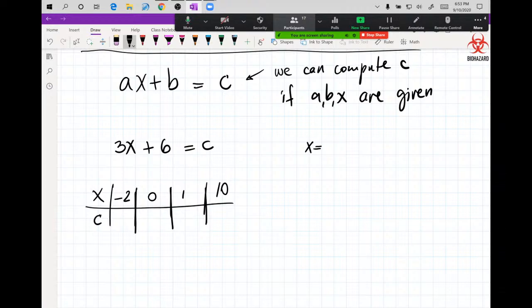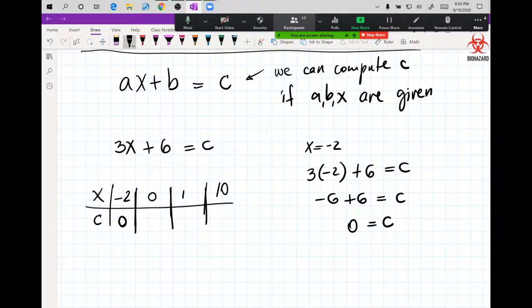So for x equals negative 2, what should I write? When you plug it in into the equation, what should I write? Okay, so we start 3 times negative 2 plus 6 equals c, and that's going to be negative 6 plus 6, as you said, equals c. So 0 equals c, so the first value here is 0.